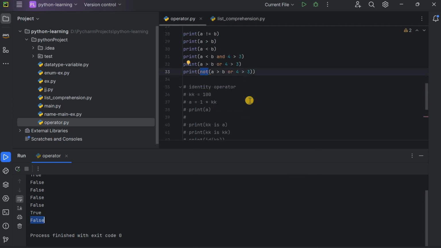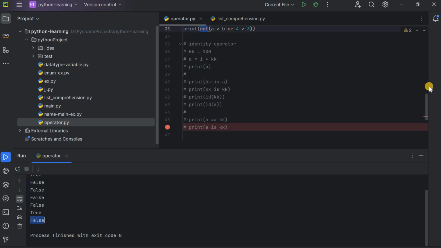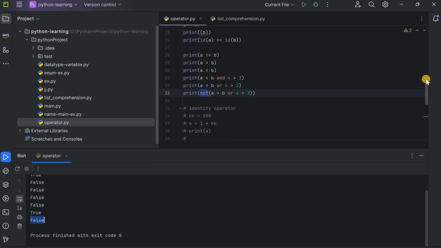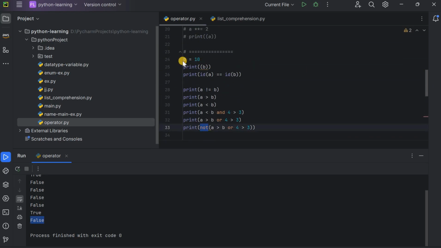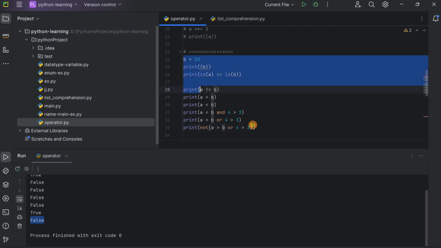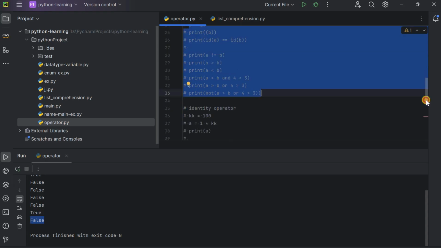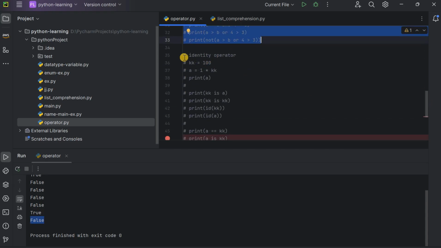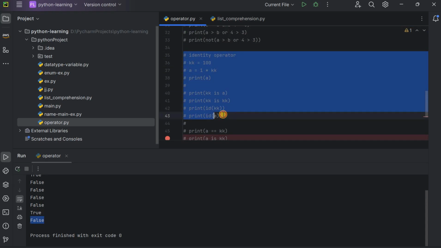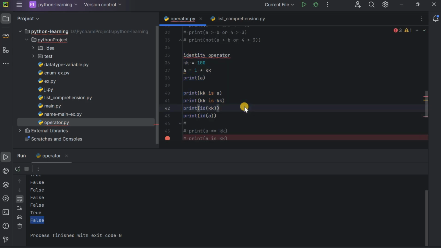Let's come to the identity operators, and this is the most important thing. Let me comment it out, and I will write identity operator here, so I can explain more and more, right?